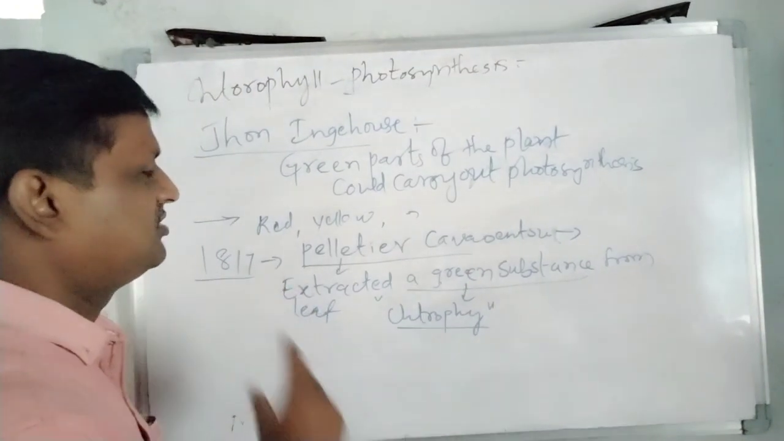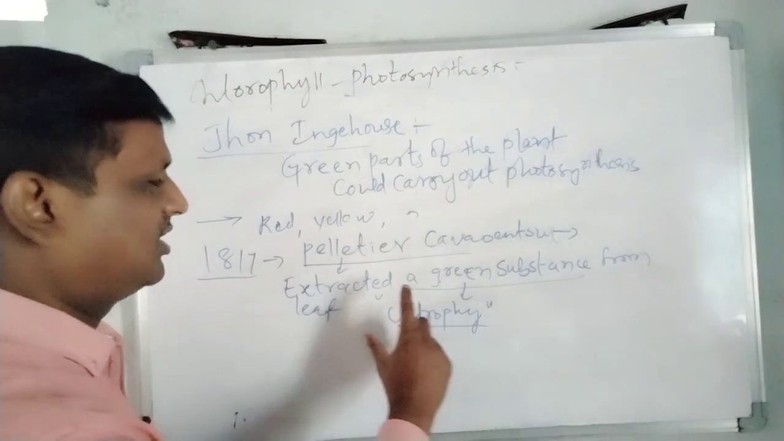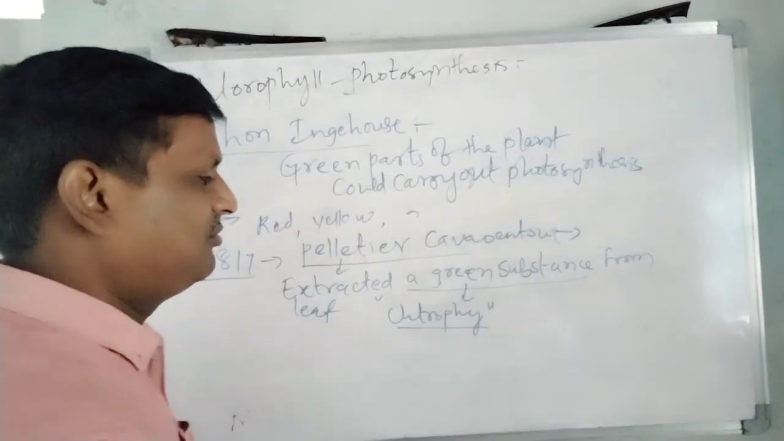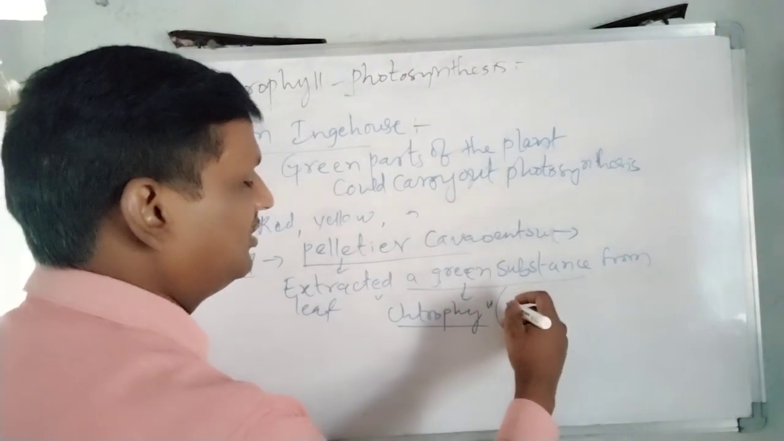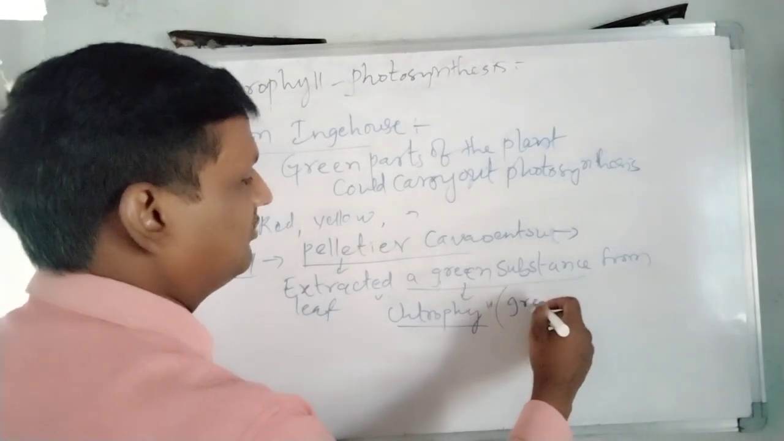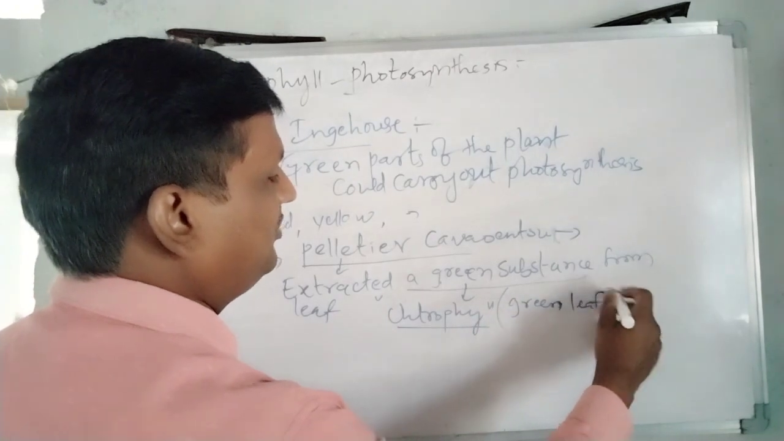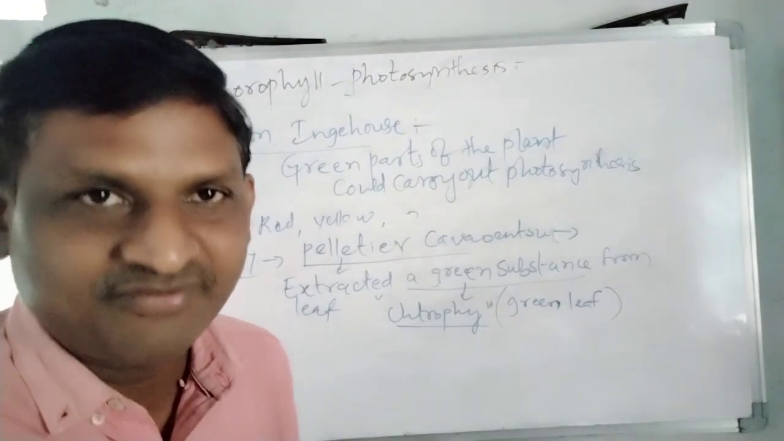In the year 1817, Pelletier and Caventou extracted a green substance from the leaf, and this green substance is named chlorophyll. Chlorophyll here means green leaf. In the textbook it is written in brackets: chlorophyll means a green colored leaf.